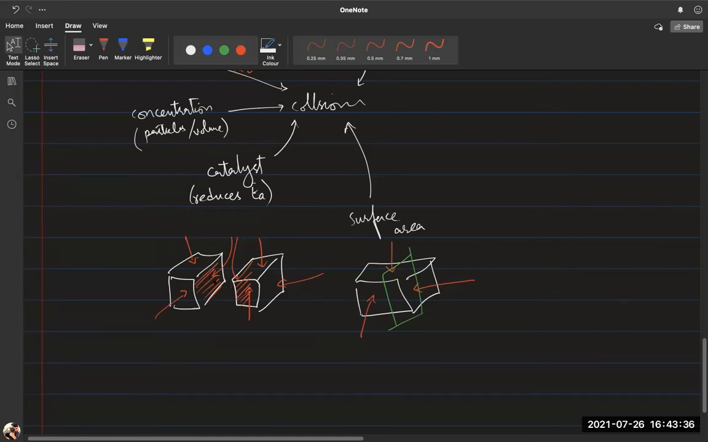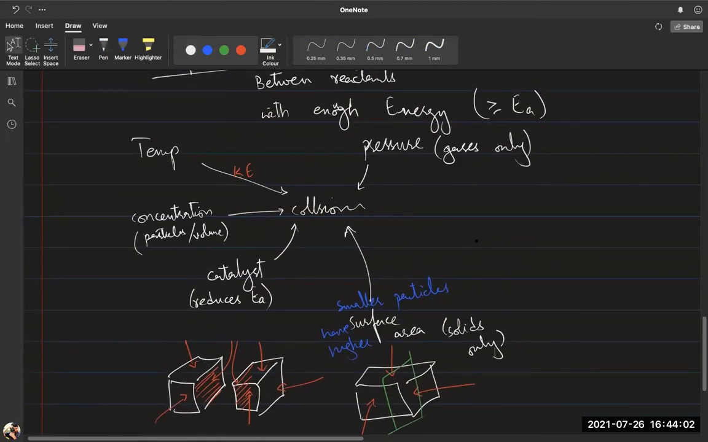So the smaller particles you have, they have higher surface area, which means they have more exposed area where the reaction can occur. So that is why this is only for solids. So this is solids only. And that is how they're able to collide, and that is how they're able to speed up the chemical reaction.